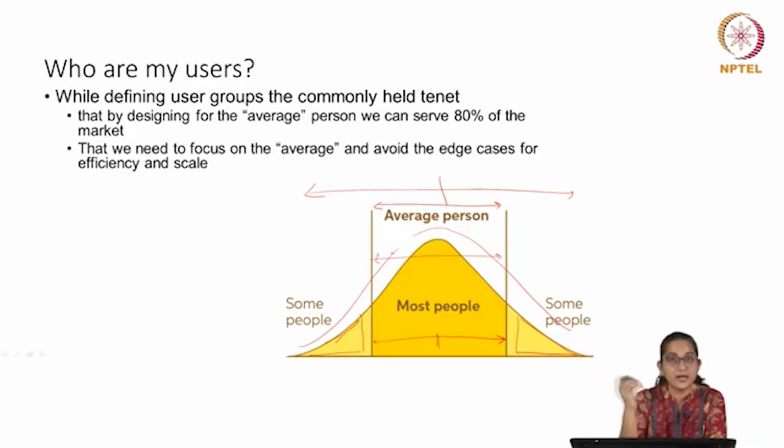So basically, when we define who our users are, whenever we want to serve a target population, design a product for them, design a use case for them, while we are defining user groups, it is a commonly held tenet that by designing for the average person, we can serve most of the people, 80% of the market, and that we need to focus on the average and avoid the edge cases, because for efficiency and scale, most of the time these edge cases will have special needs.